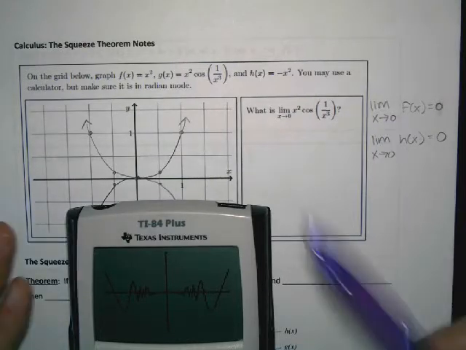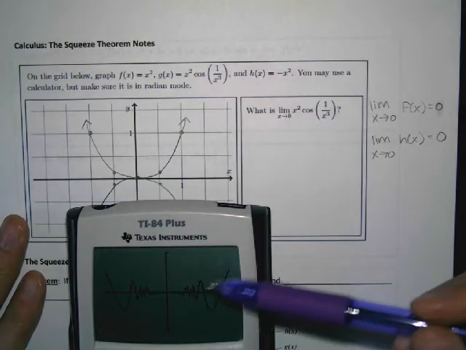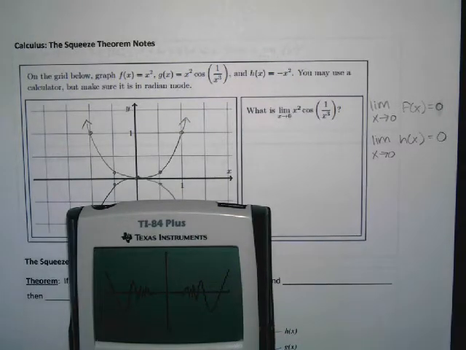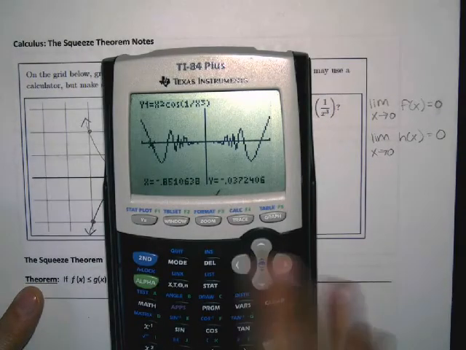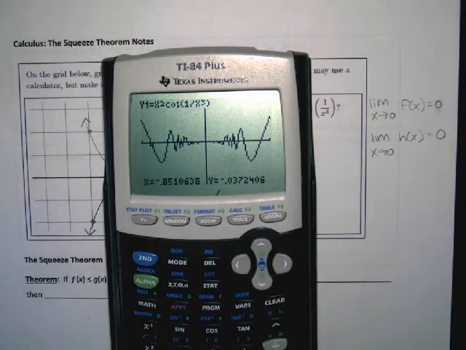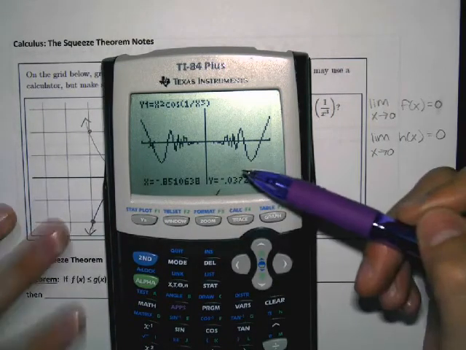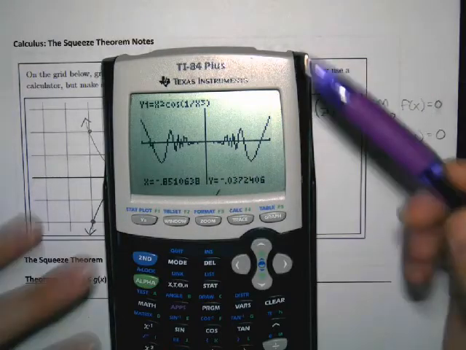So what we're going to do is take this picture and add it to the picture that we've already drawn. And to do that, I went ahead and hit the trace button. Now I can look at my cursor and scroll back and forth and see what the numbers are, just as a means of helping me to graph it a little bit more accurately.